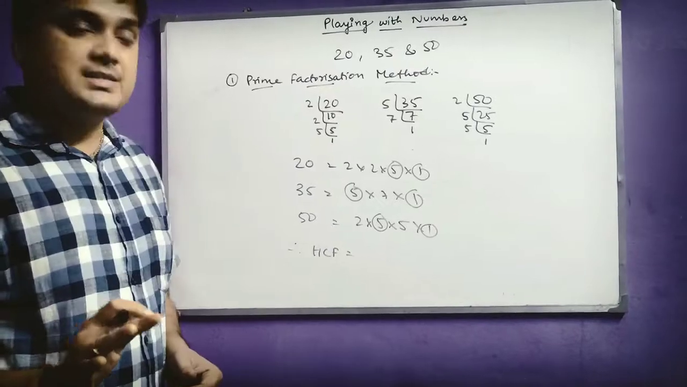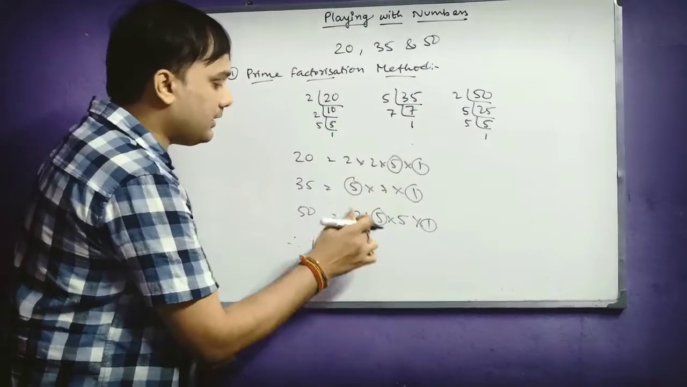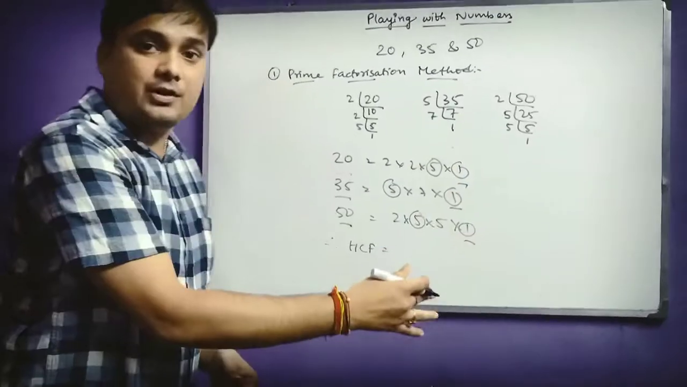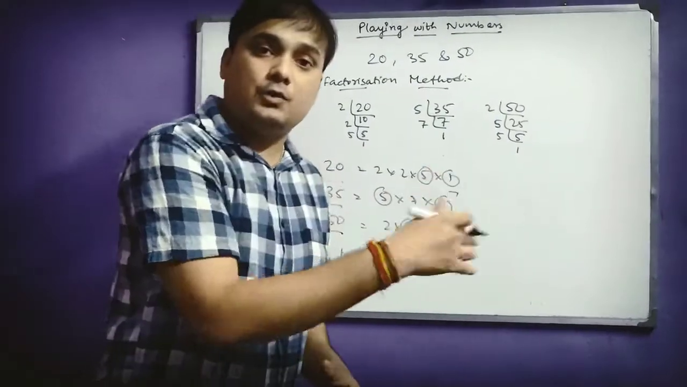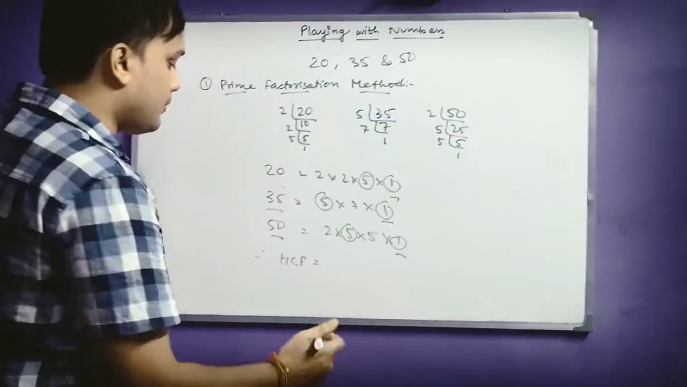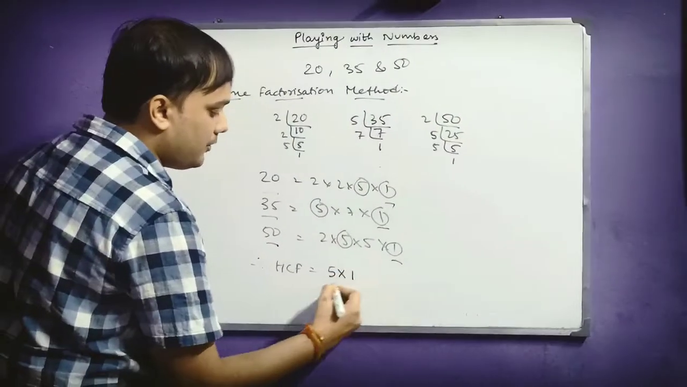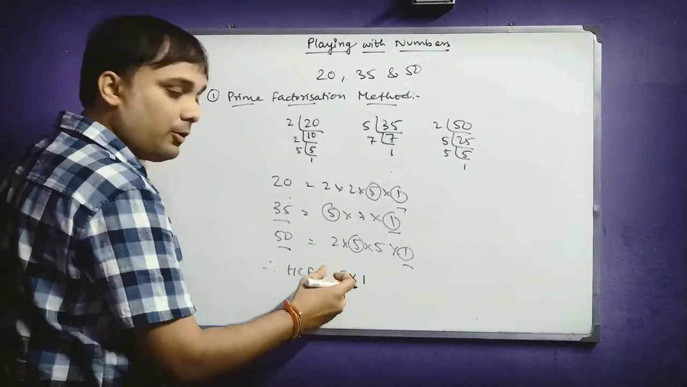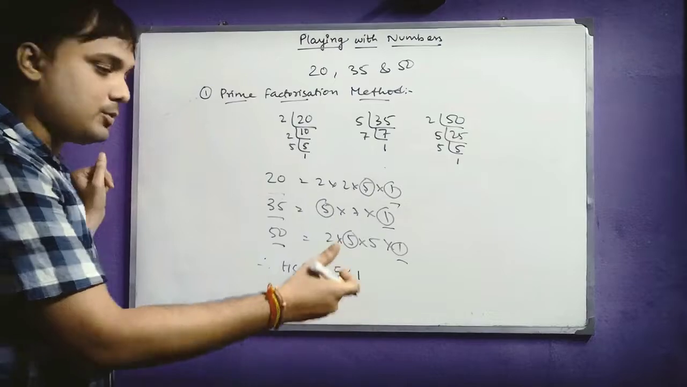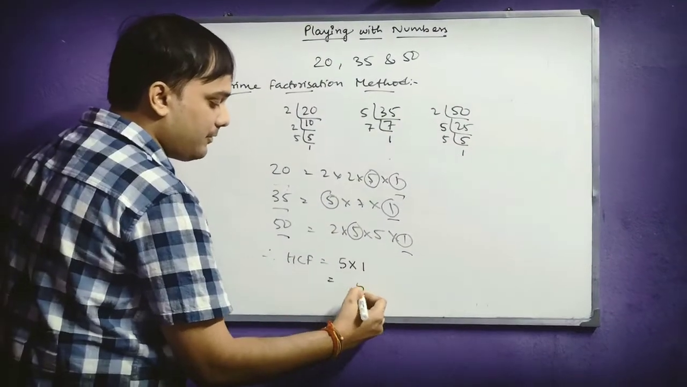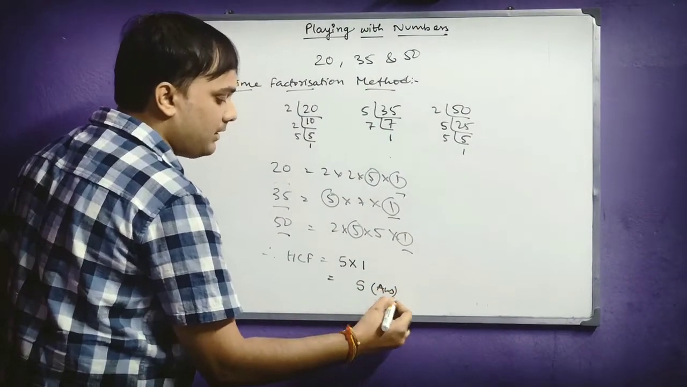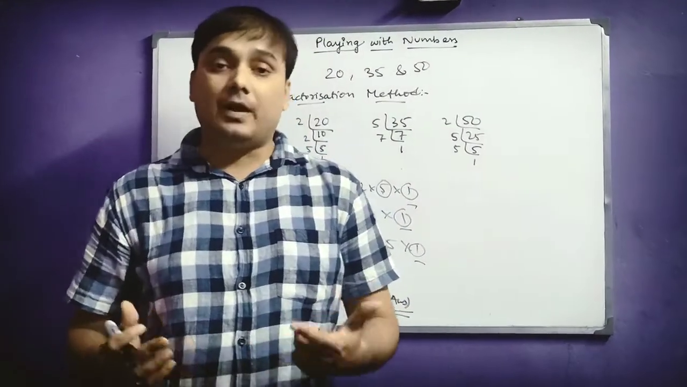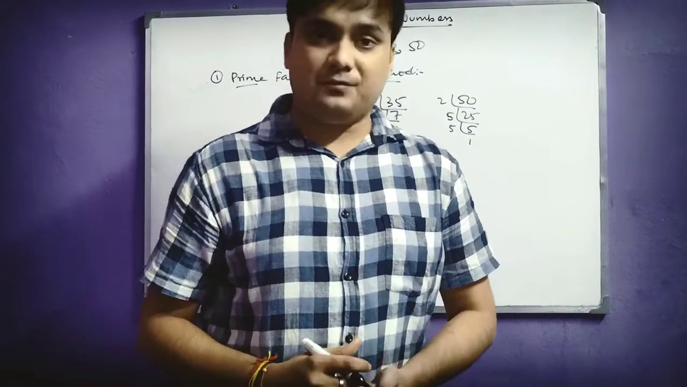So what will be the HCF? You can see 5 is a factor of all the three numbers. 1 is a factor of all the three numbers. That means 5 and 1 are the common factors of all the three numbers. So we will write here 5 into 1. Because only one 5 is common to all, we will take only one 5. Only one 1 is common, so we will take only 1, and 5 into 1 will be equal to 5. So this is our answer. Hence, in this way we can find the HCF by prime factorization method.